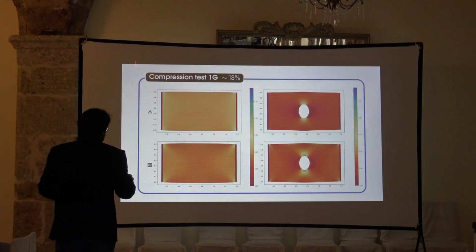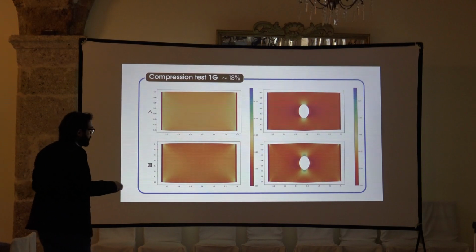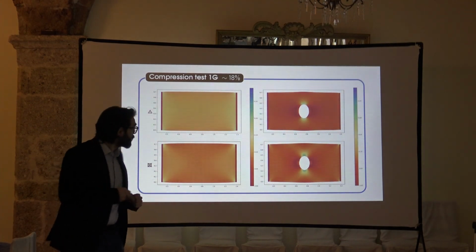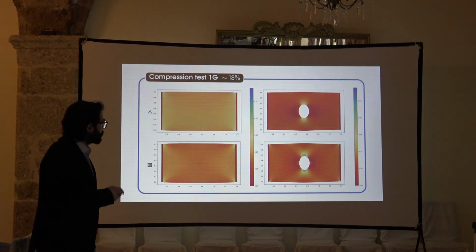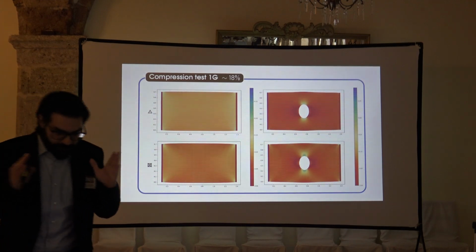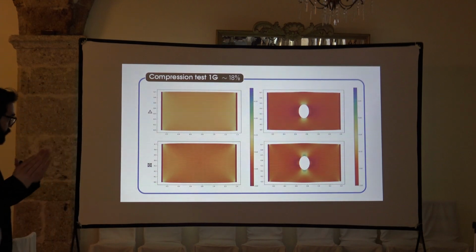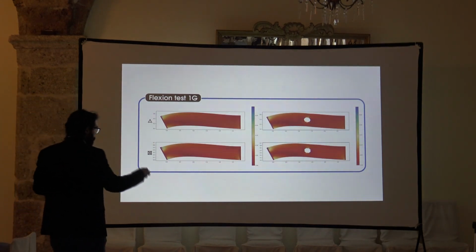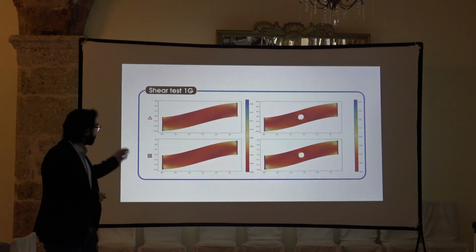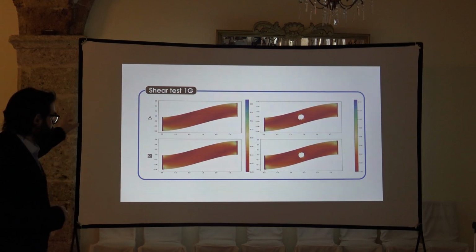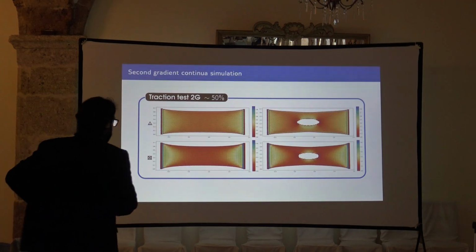We can see a compression test of about 80%. It's important to note these blue spots, which do not seem so blue here but are blue, that are the position where it should start to crack, the fracture, if we continue the compression test. We can also perform a flexion test with hole and without hole, and a shear test with hole and without hole, without problem.